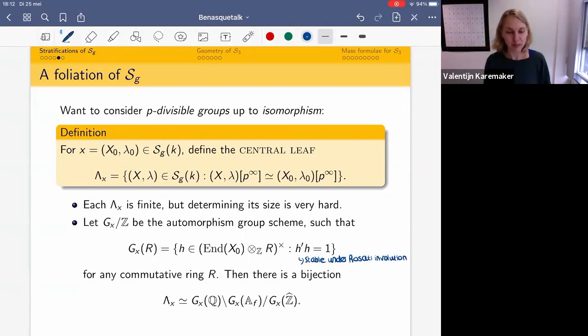So that it respects the polarization, in other words. And now one can show that there's a bijection between the set lambda x and this following double coset, where these are the adelic points on Gx, and this here is an open compact subgroup of the latter.